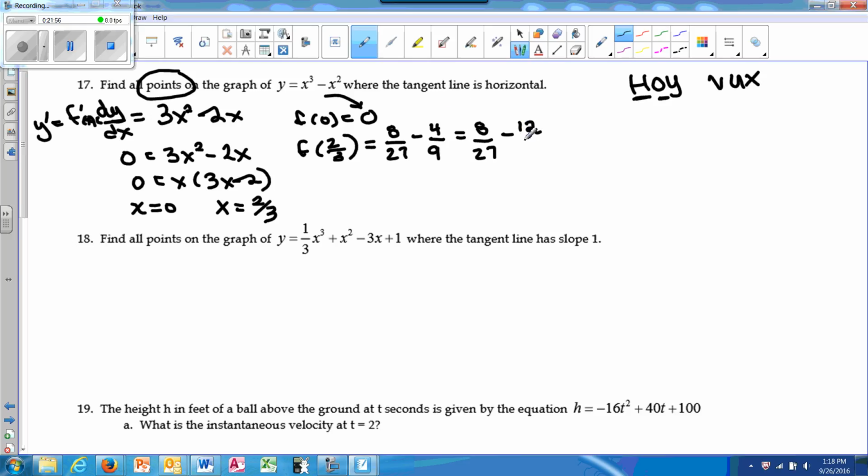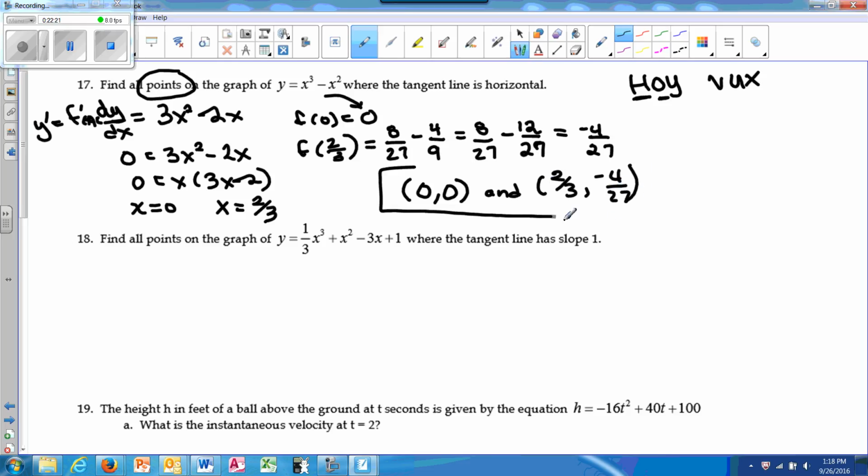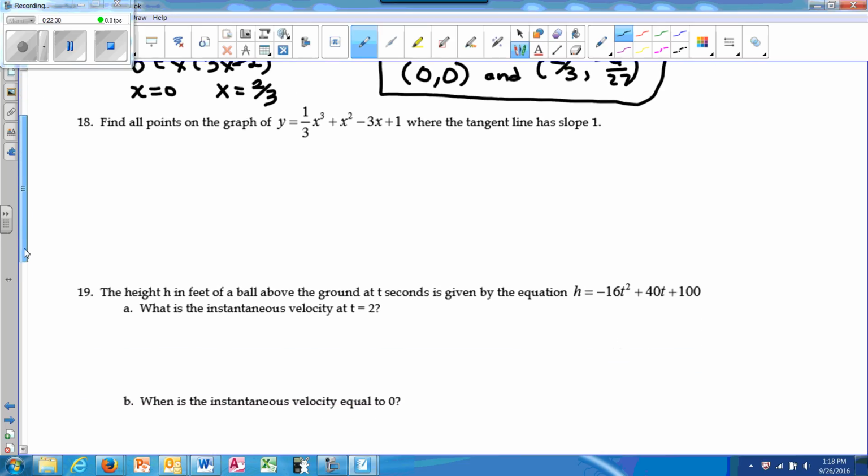We're not quite done because we need points on the curve. So we need f of 0, which is 0 according to our equation, and f of 2/3, a little bit trickier. 2/3 cubed is 2 cubed over 3 cubed, minus 2/3 squared is 2 squared over 3 squared. Finding a common denominator, I'm going to multiply by 1, which is 3 over 3. So I'm multiplying by 3 on top and 3 on bottom. So we'll just multiply by 1. And I get negative 4 over 27.